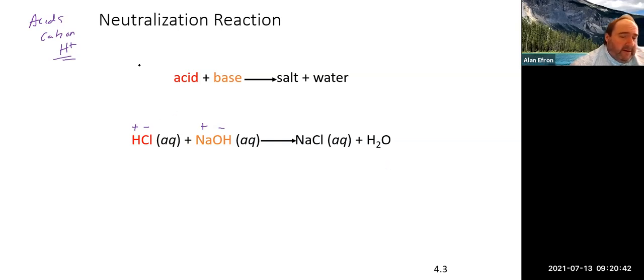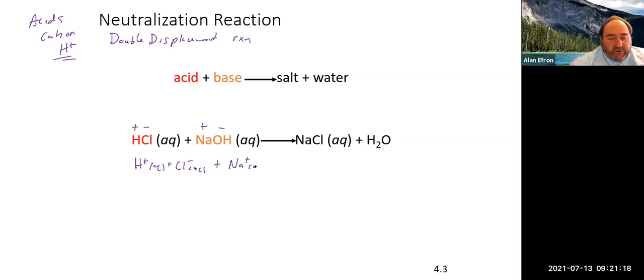Okay, what we really have going on here is a double displacement reaction. That is because if you break apart these guys into their ions, you basically have H plus and Cl minus, because it is a strong acid, and sodium hydroxide is a strong base.